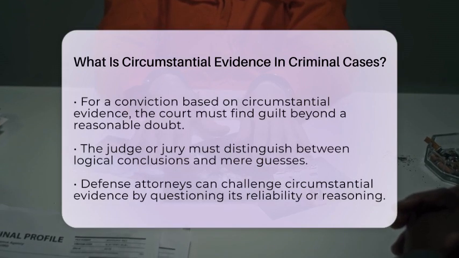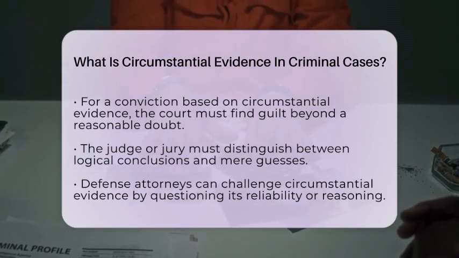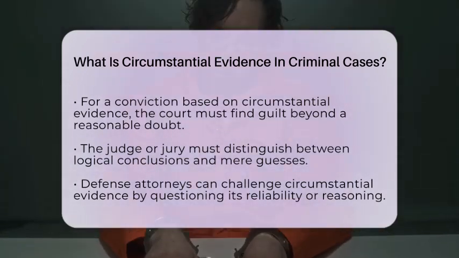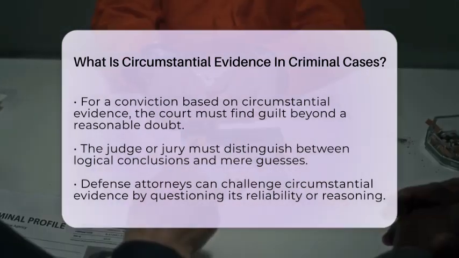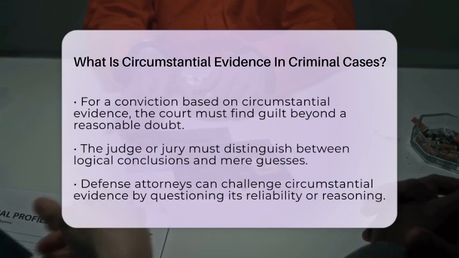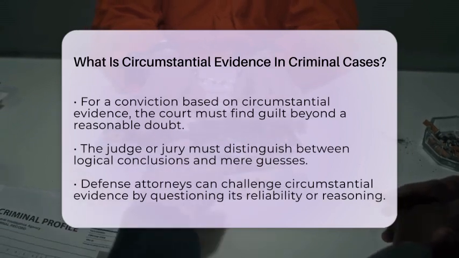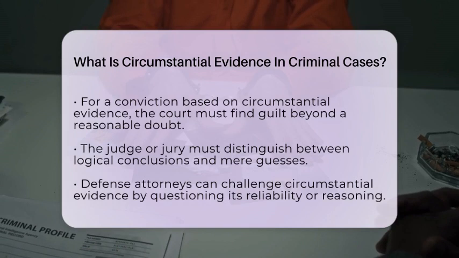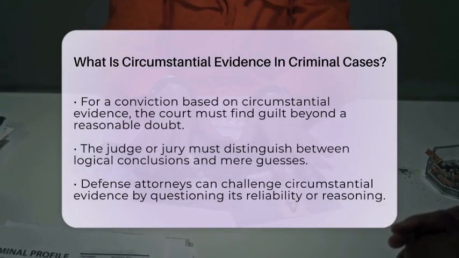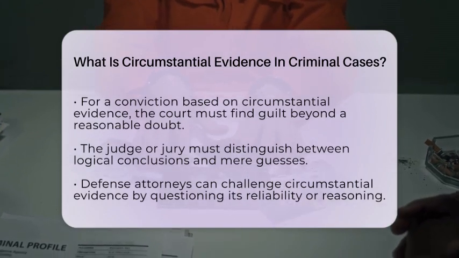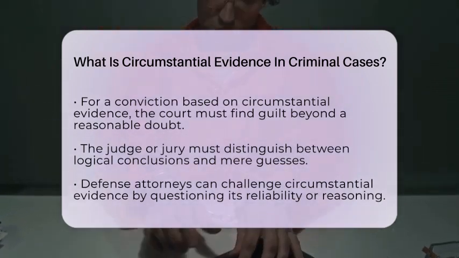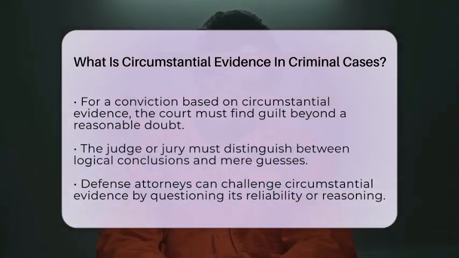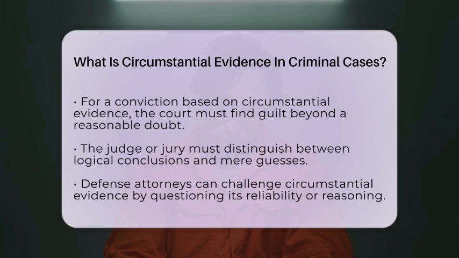From a criminal defense standpoint, circumstantial evidence presents both challenges and opportunities. Since it relies on inference, a defense attorney can argue that the evidence does not definitively prove guilt. They can highlight weaknesses in the chain of reasoning, challenge the reliability of the evidence, or show that it could support an innocent explanation. In practice, circumstantial evidence often plays a significant role when direct evidence is lacking.